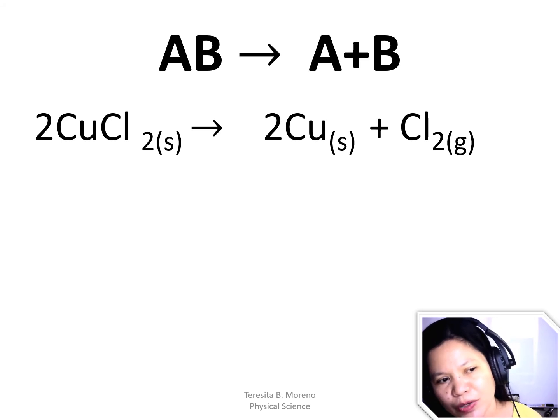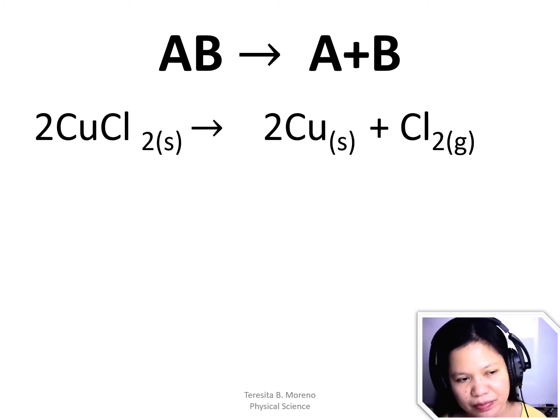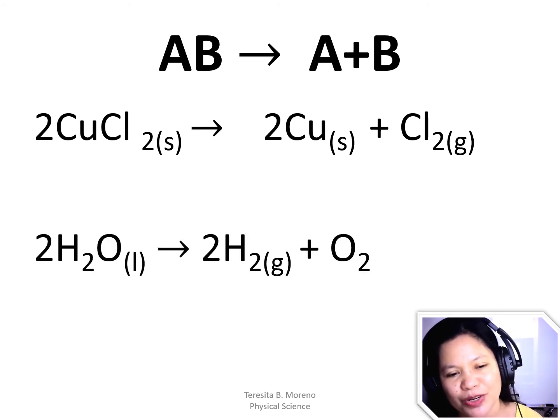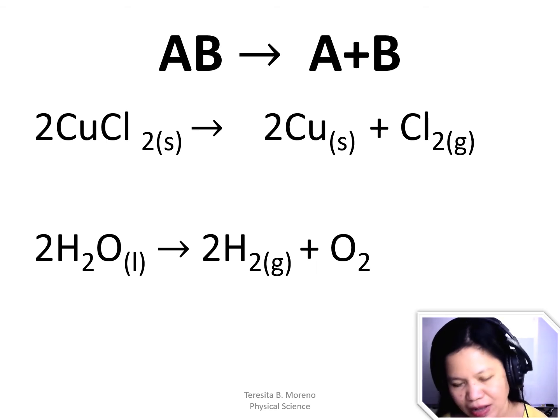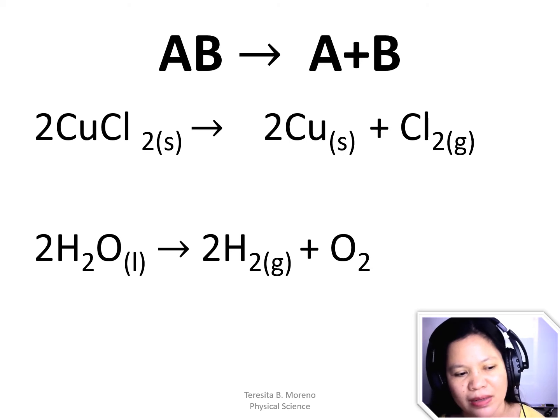Two molecules of copper chloride, and copper chloride is already in solid form. So it will yield into 2 copper plus chlorine gas. So you have here AB yield into A plus B. Another example, I have mentioned this already. You have water. So you will yield into 2 molecules of hydrogen gas and oxygen gas.